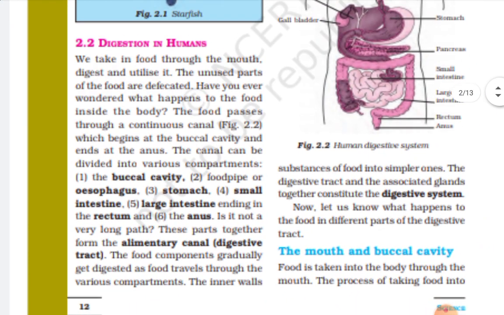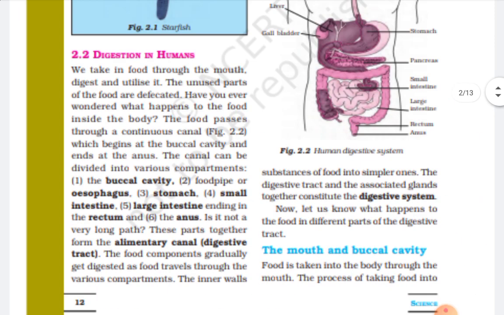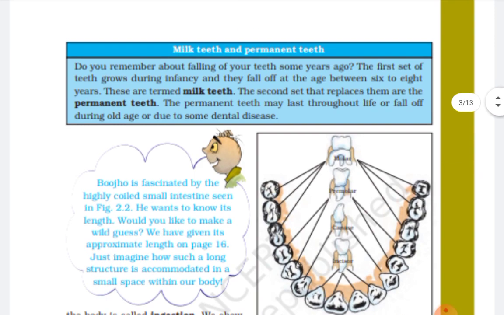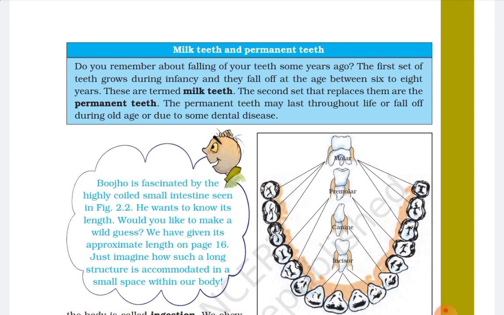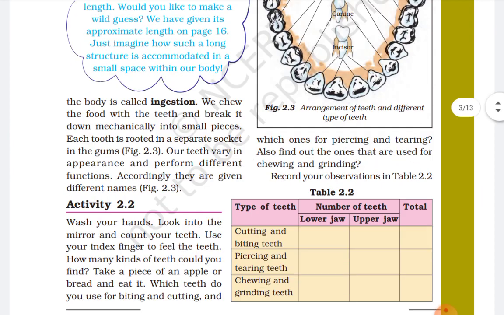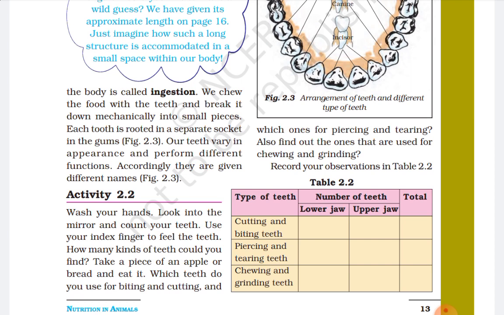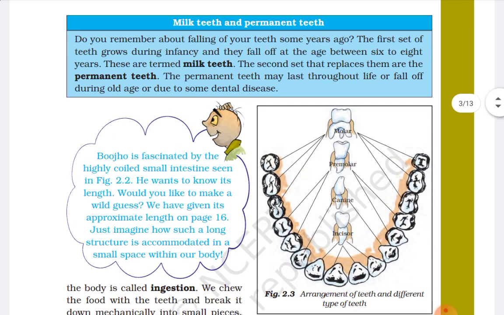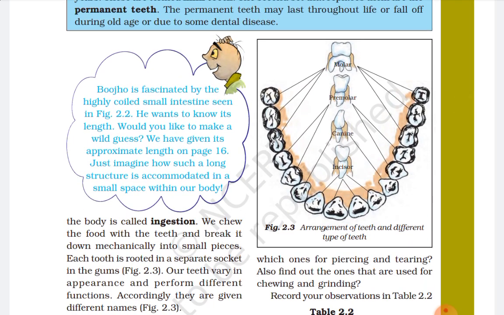I remember the length of the large intestine. I think it was 1.5 meters. No, 1.5 meters, I think so. And the small intestine, I think 7.5. We will check it. So we read this part on ingestion.